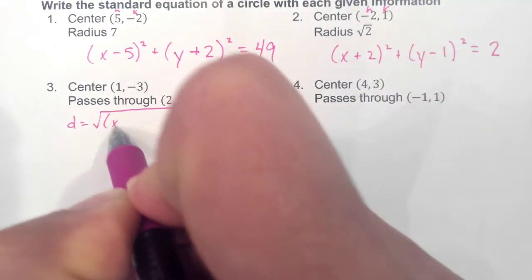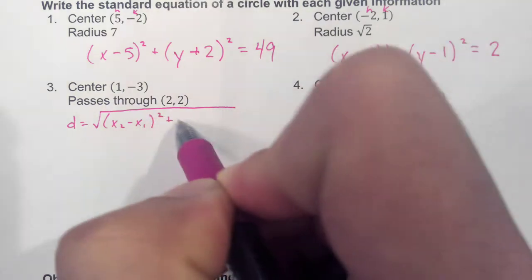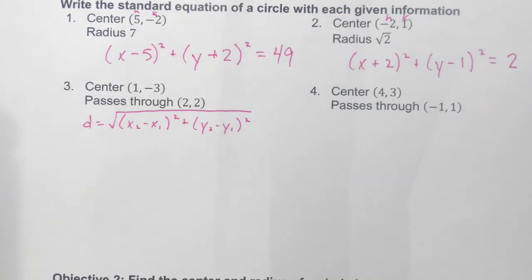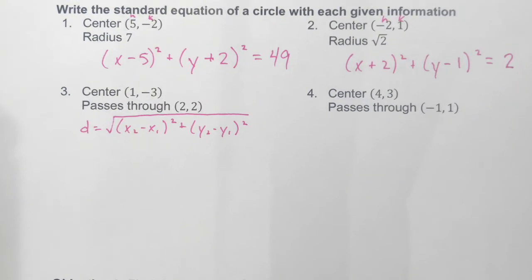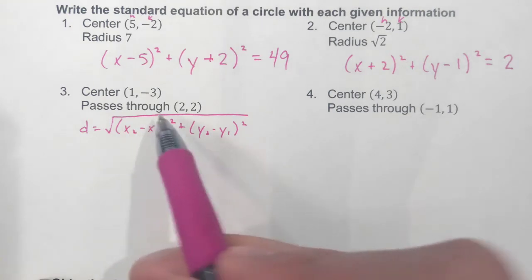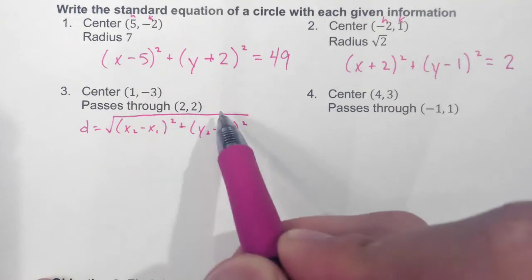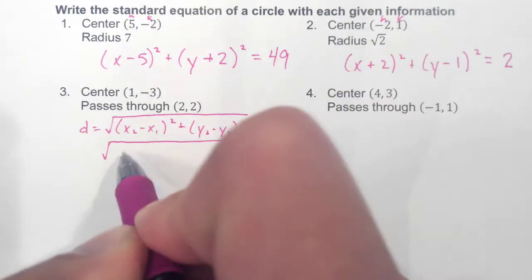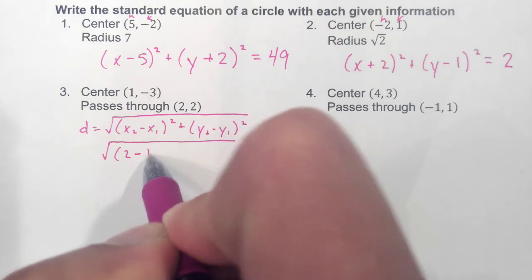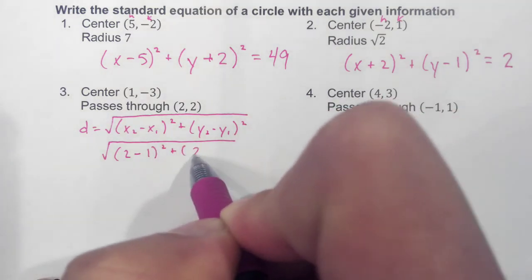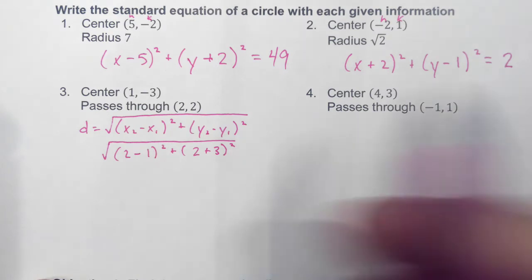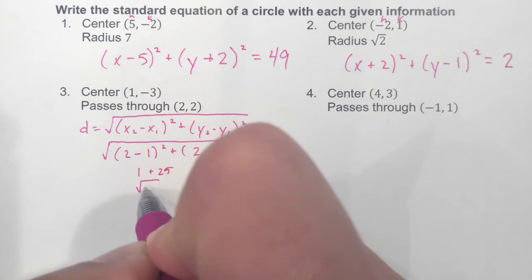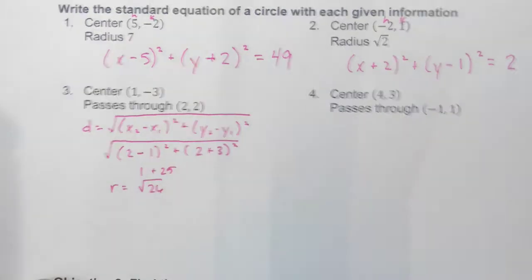Square root of x2 minus x1 squared plus y2 minus y1 squared. Interesting, huh? It's always coming back. I think we learned that in chapter 1, and here we are still using it in chapter 12. Okay, so if this is my x1 and y1 and this is my x2 and y2, and I plug it into that formula, it goes pretty quick. 2 minus 1 squared plus 2 plus 3 squared. So that'd be 1 squared, which is 1. That would be 5 squared, which is 25. So the square root of 26 is my radius.